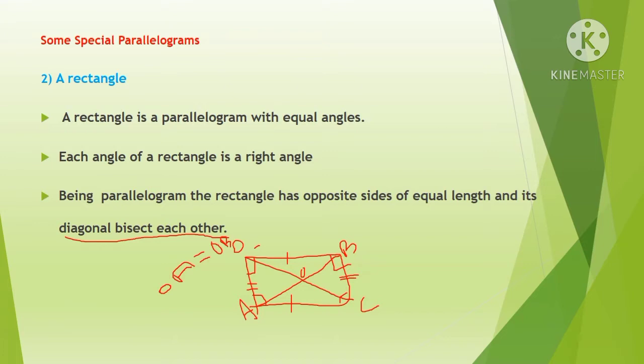What is the meaning of diagonals bisect each other? Just leave the perpendicular aside for now and say what is the meaning of diagonals bisect each other? I used to repeat this, right? Bisect each other means each diagonal cuts the other into two equal parts.